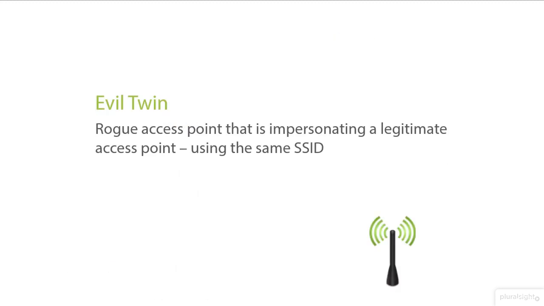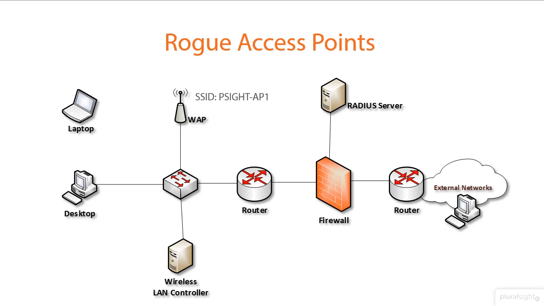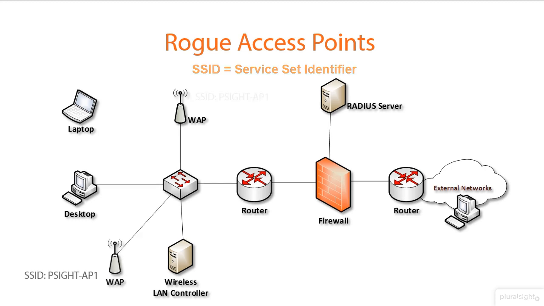So you can kind of pair this with something referred to as an evil twin. And an evil twin is a rogue access point that is impersonating a legitimate access point, and it uses the same SSID. So basically here we have a wireless access point with an SSID of Psite access point 1, or AP1. The rogue access point, or the evil twin, will come on board and actually use the same SSID, potentially jam or interfere with the legitimate one. So basically the same situation we just talked about previously, now just using an example of one mirroring the SSID of the legitimate access point.